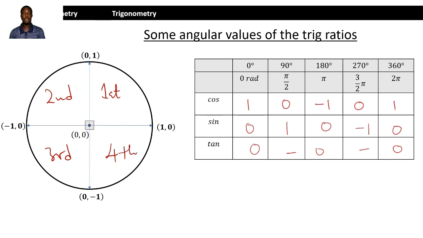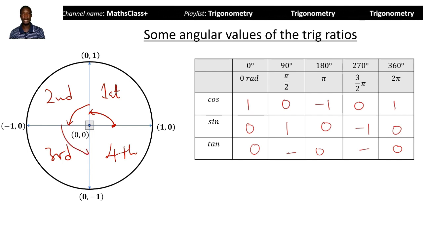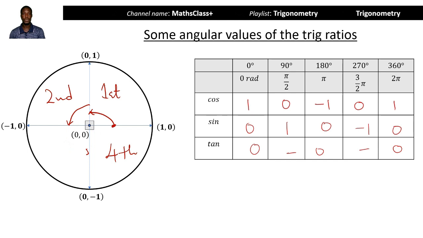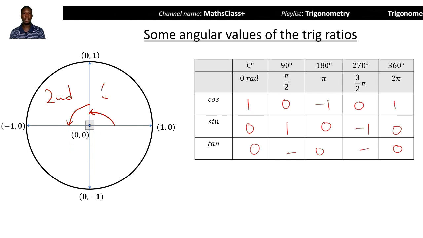First, because when we start reading, we start from the positive x-axis up to the positive y-axis, that becomes the first division. Then this one follows as the second division, this one as the third division, and then lastly the fourth division. So that is one thing we should note.